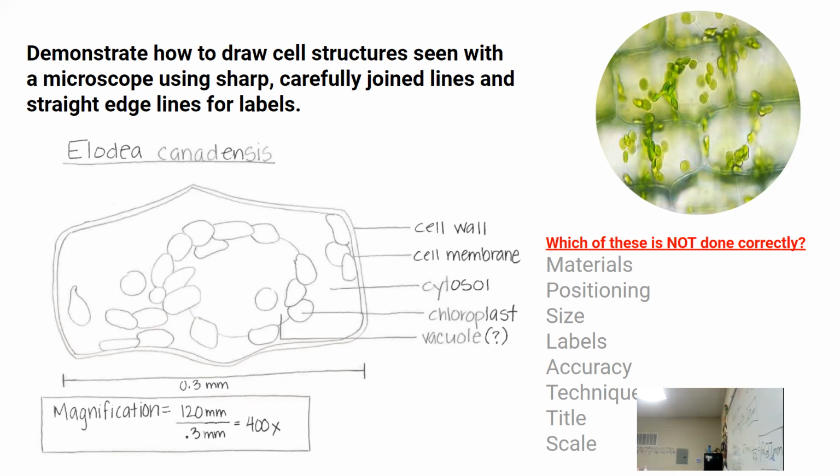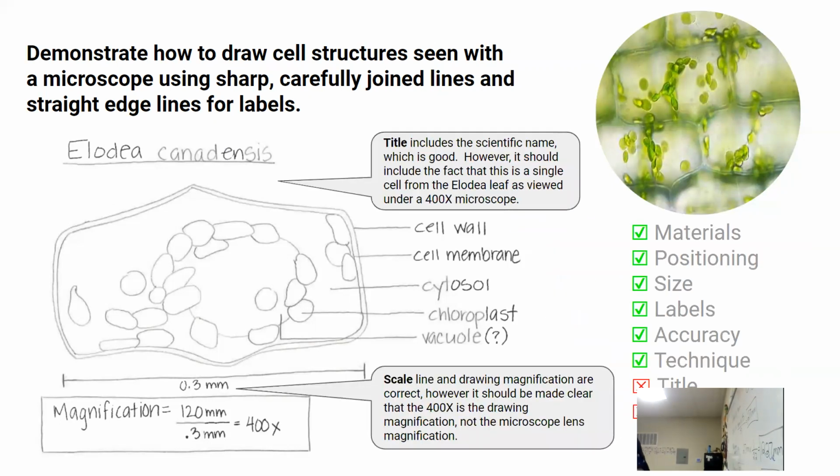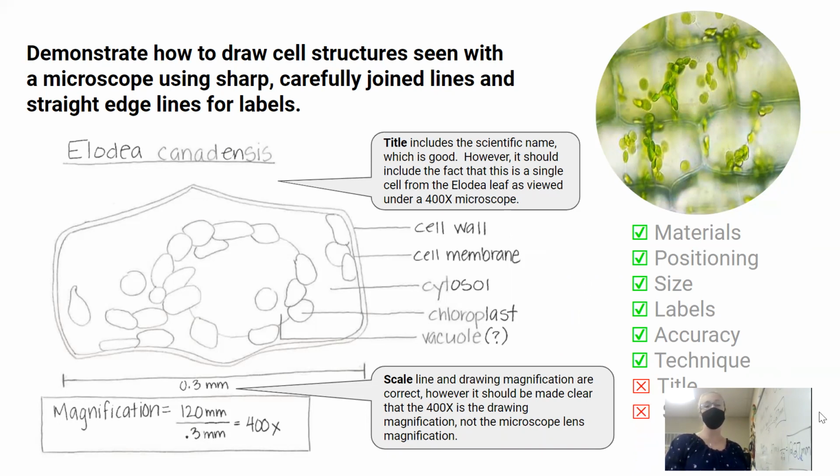Good. So I would say this title is not complete. You should always know what magnification. If you are drawing it, you should know the magnification, right? So you always should have that in the title. Good. So the title should include the fact that this is a single cell from the leaf as viewed under a 400x microscope. Also the scale, we're going to go over scale format again.